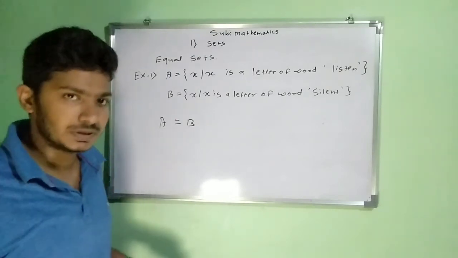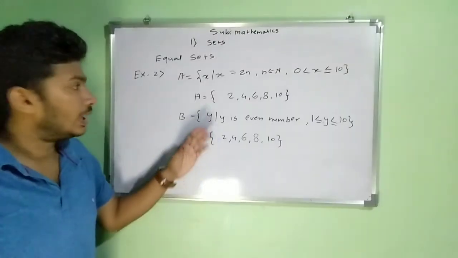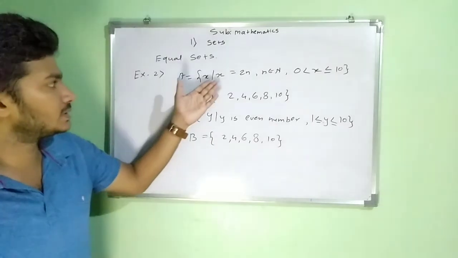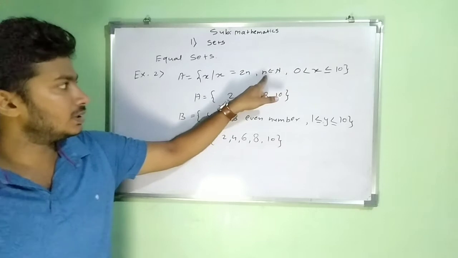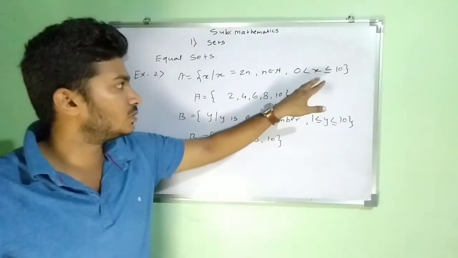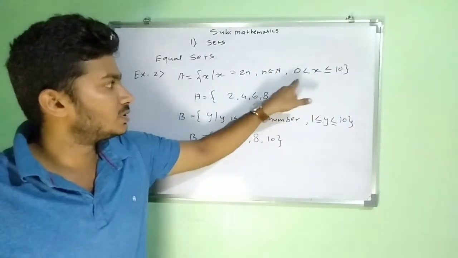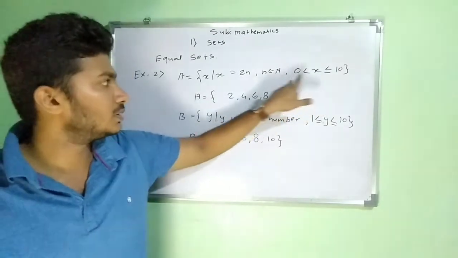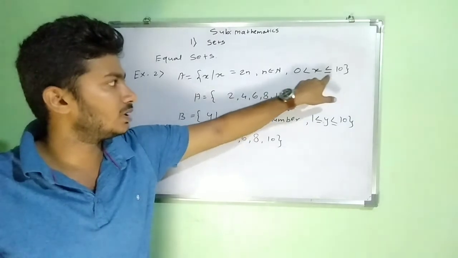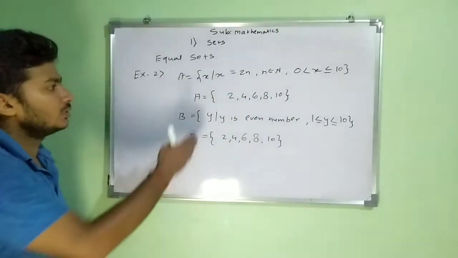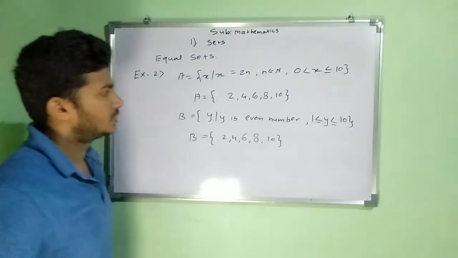Now we'll see one more example. I have written one more example. A = {x such that x = 2n}, that means multiples of 2, where n belongs to natural numbers and x is greater than 0 and less than or equal to 10. So the answer will be 2, 4, 6, 8, 10. This is the answer to that question.